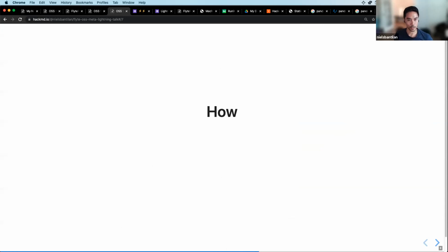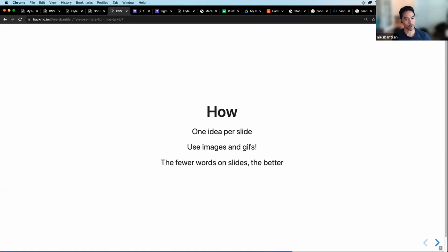The how of this is fairly simple. I mean, you have some kind of slide deck software or something. These are just rough guidelines that I use, but one idea per slide is generally good. Use images and GIFs, that, as you've seen, I use a lot here. And the fewer the words, the better. Again, these are rules of thumb, and in longer form presentations, you'll want a lot of detail and you'll want to dwell on a single slide.